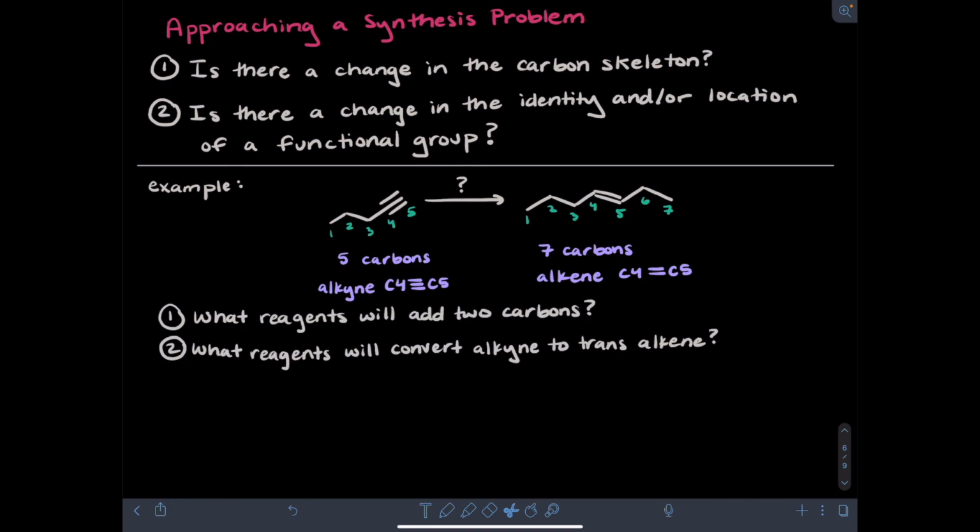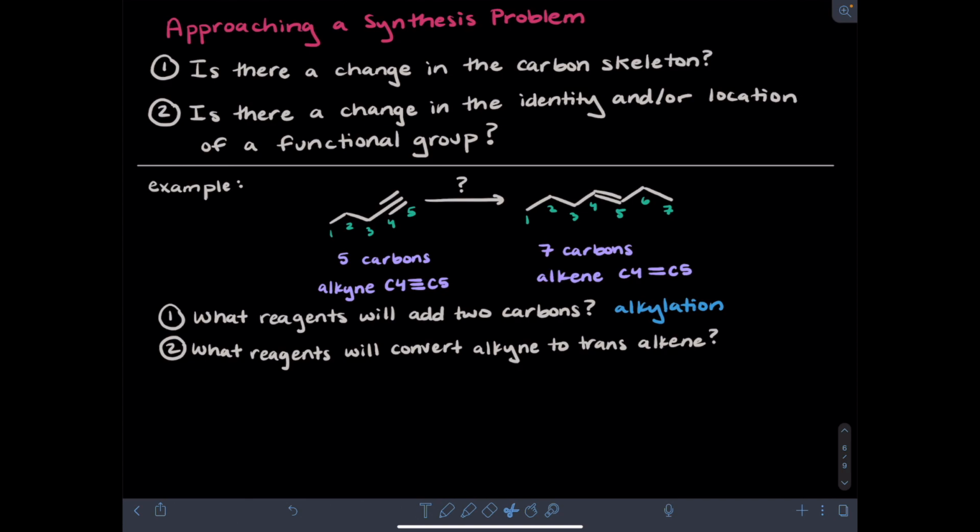Before starting, I want to consider a couple of things. So notice that my number of carbons has changed here from 5 to 7. So I need to consider what reagents and reaction I could use to add 2 carbons. The only reaction we've learned so far for increasing the number of carbons in a molecule is alkyne alkylation, so we will need to use that step.